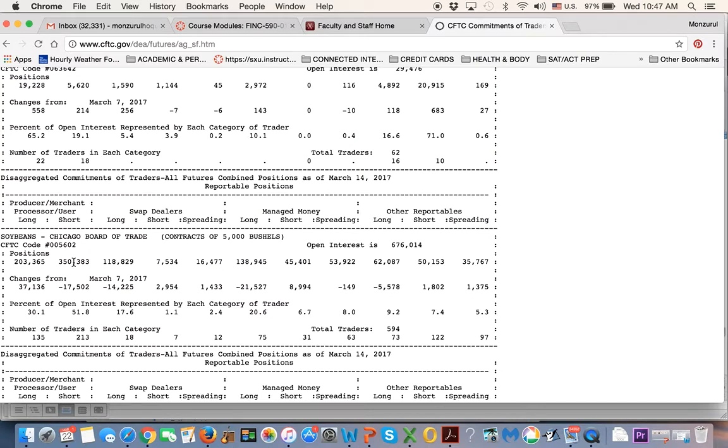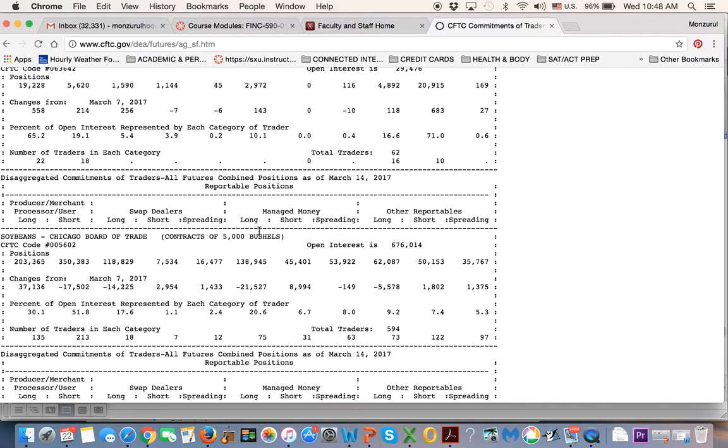Here you see that producers and merchants have 203,000 long positions, and short is 350. And then swap dealers, 118 is long position and short is 7.5. So you have to add the short positions of both columns. It's like 357 something, and this is like 318. So it looks like short hedges dominate. If my math is correct, short hedges dominate, although by a low margin.